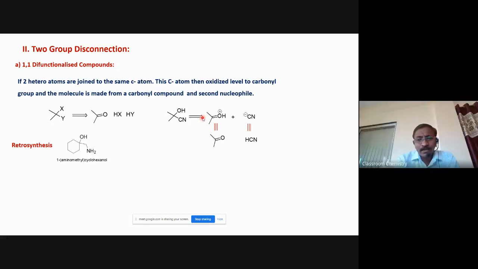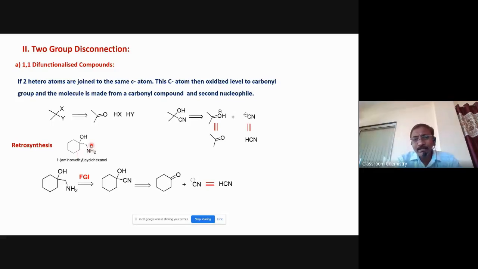Similarly, we can see another retrosynthesis compound, that is cyclohexanol, which has an aminomethyl group and a hydroxyl group. That is nothing but a carbon having four different groups, one hydroxyl and one aminomethyl group. Here we observe that two functional groups are attached to one and the same carbon. Then how can we disconnect? Now we know that this CH2NH2 is not a good synthon, and that's why instead of breaking this, we do not disconnect the bond here.